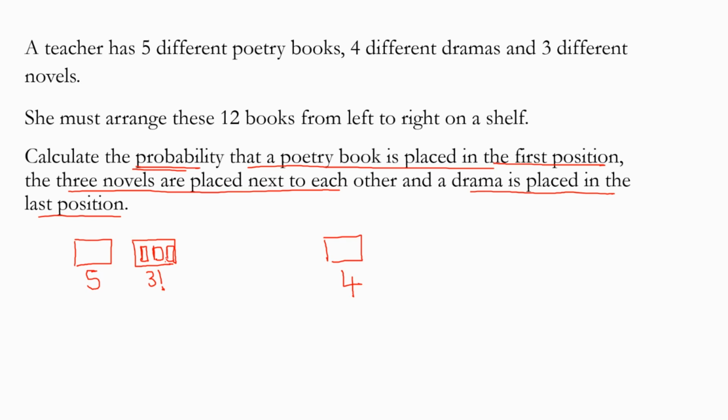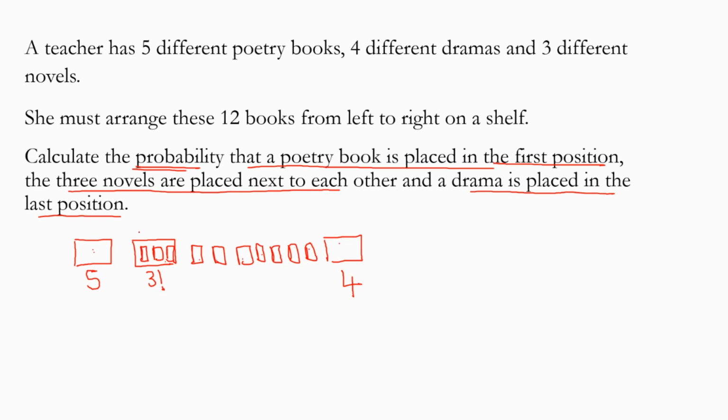Okay, so how many books have we covered now? One book being the poetry book in the first position, one book being a drama in the last position, and then the novels being arranged next to each other here. So we have a total of 5 books now. And then these 7 other books can be arranged anyhow. Let me just put them here: 1, 2, 3, 4, 5, 6, 7 books. They can be arranged anyhow.